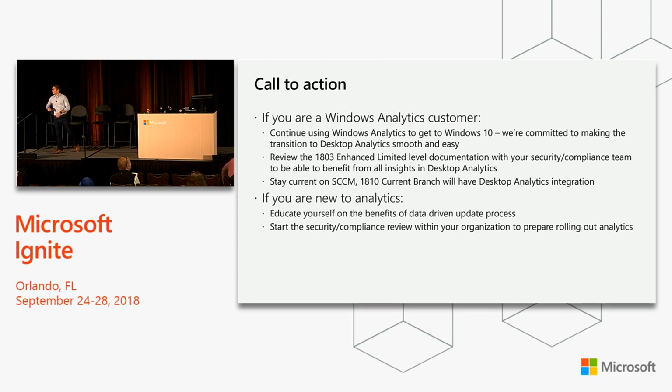Last one, make sure you're staying current on SCCM. My colleague Matt, in his session the other day, said this as well as I can. It was amazing. He said, if you're going to go fast with Windows and Office, you've got to go fast with ConfigMan. That's so true. So make sure that you're staying on that current branch of ConfigMan. All of the cool integrations that we talked about with Desktop Analytics are going to be built into the current branch. So if you're on 1806, if you're on an earlier version, you're not going to be able to benefit until you get to 1810. So make sure you make that happen as soon as it comes out.